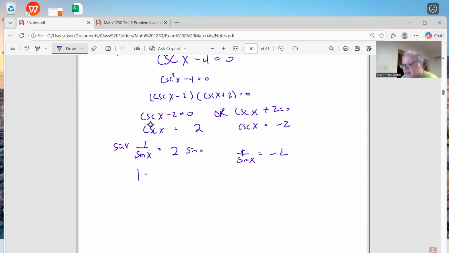So we have 1 is equal to 2 sine x, or 1 is equal to negative 2 sine x. Just multiplying both sides of the equation by sine x. So that cancels. Now we're going to get the sine by itself. So we have sine x equals 1 half, or negative 1 half equals sine x over to the other side.